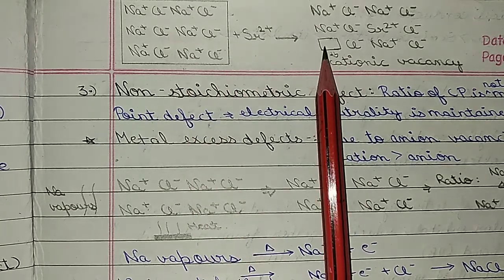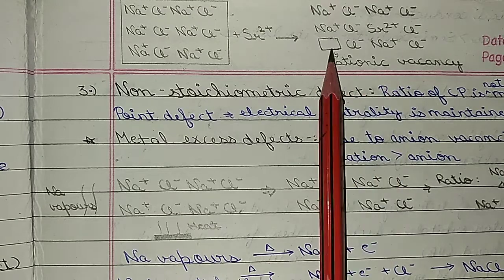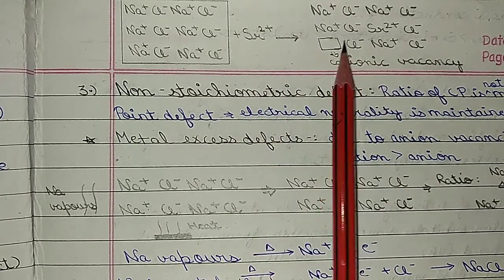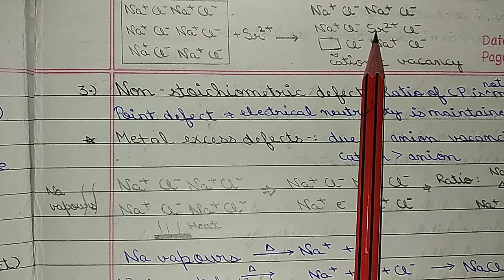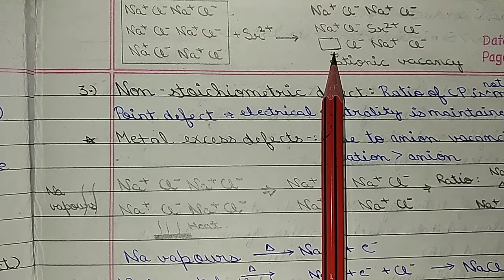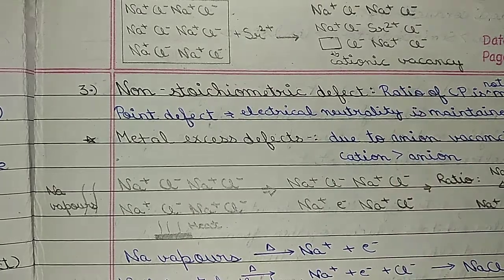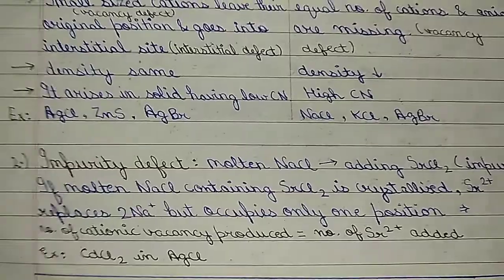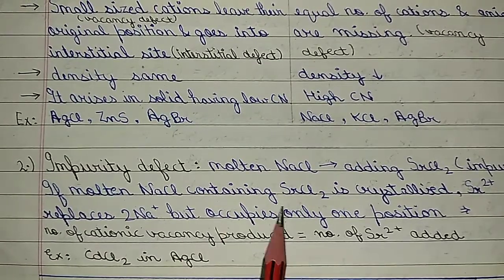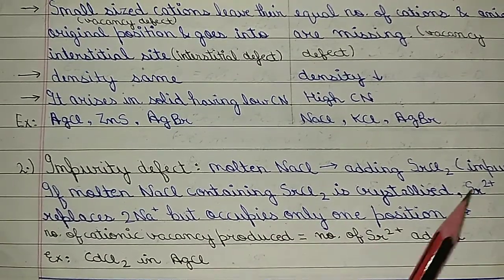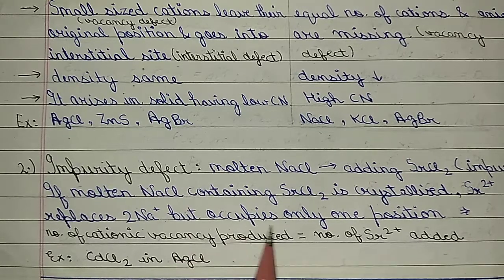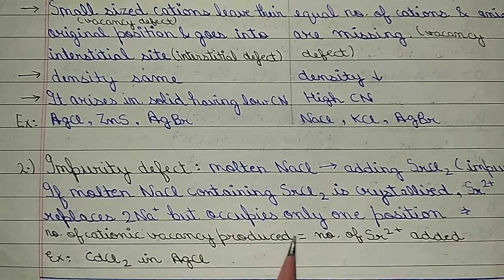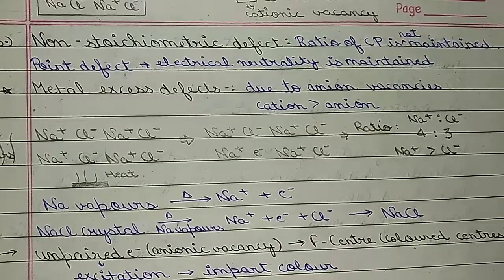So one cationic vacancy is left, as it replaces two atoms of Na. First atom is this and second atom is this, but it occupies only one position. So the second position is left, and this is known as cationic vacancy. If molten NaCl containing SrCl2 is crystallized, Sr2+ replaces 2 Na+ but occupies only one position, and the number of cationic vacancies produced is equal to the number of Sr2+ added.